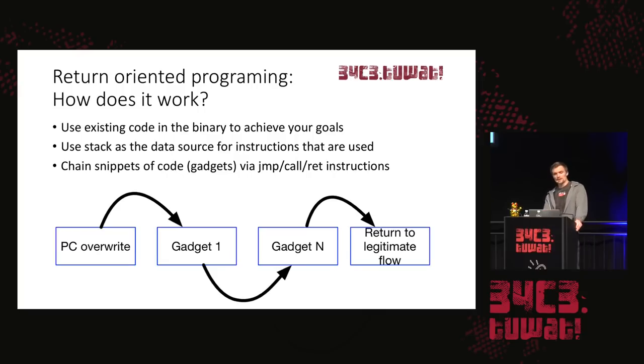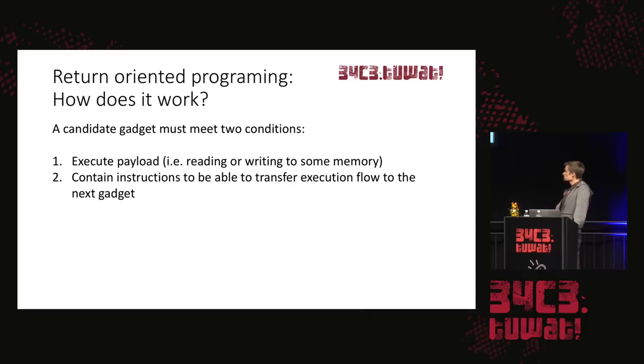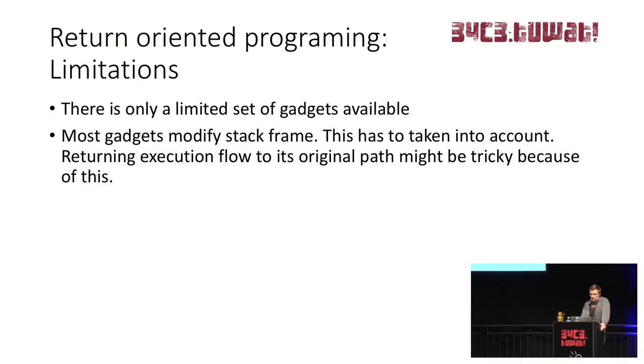Candidate gadgets have to meet two requirements. It has to actually execute our payload, and it also has to contain instructions that will transfer execution flow to the next gadget. Or if it's the last gadget, it should transfer execution back to the SNMP service. The problem with the return-oriented approach is that there is a limited set of gadgets available. If we're talking about the firmware, it's around 200 megabytes of code, so there are plenty of different gadgets there. If we're talking about the ROM monitor, it's only 500 kilobytes of code, so not a lot of gadgets available.